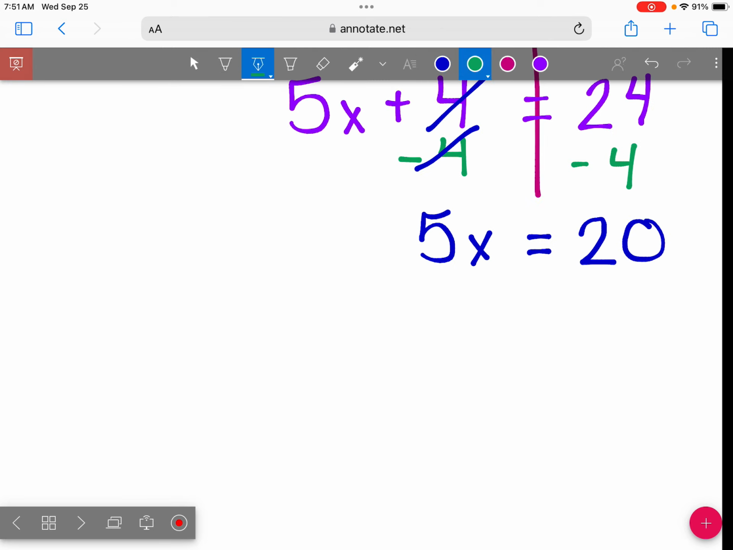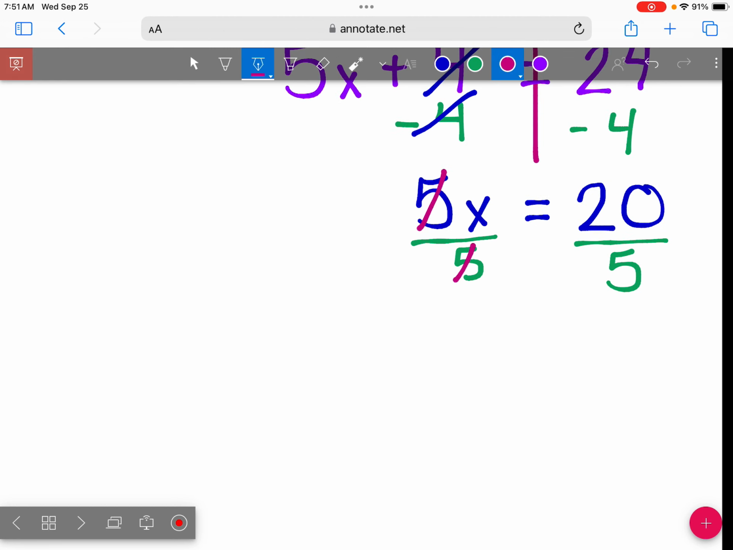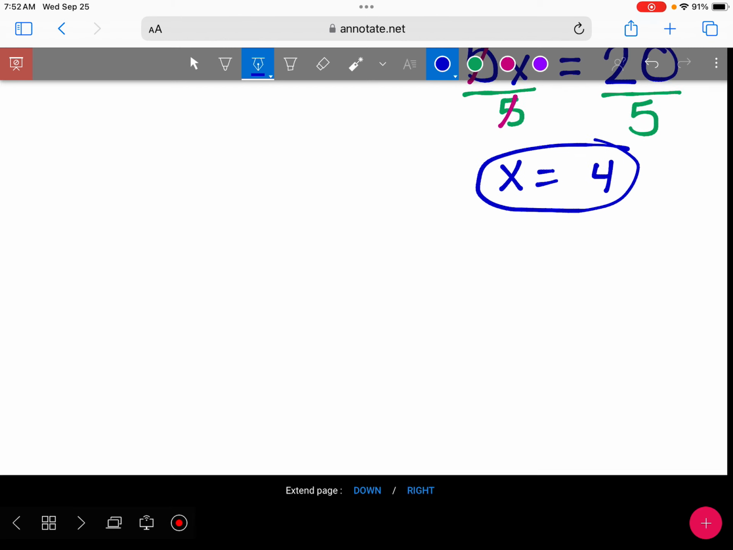What do we do to figure out what x is? Divide by 5. My 5's cancel out, and we're left with x equals what? 4. So that's the solution we have. We still got to go back and check it. It's a great way to make sure that nothing went sideways.